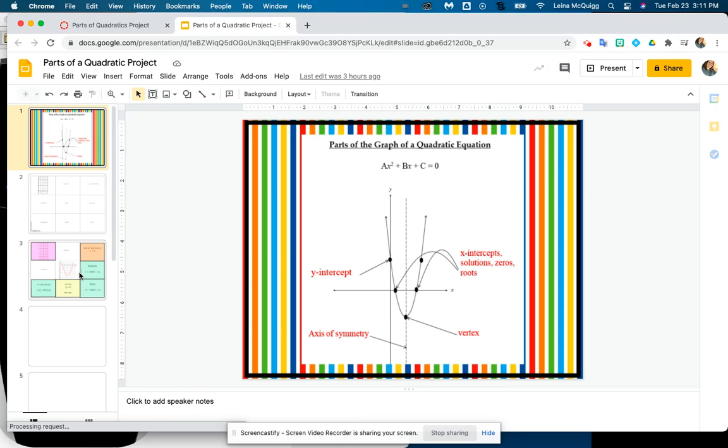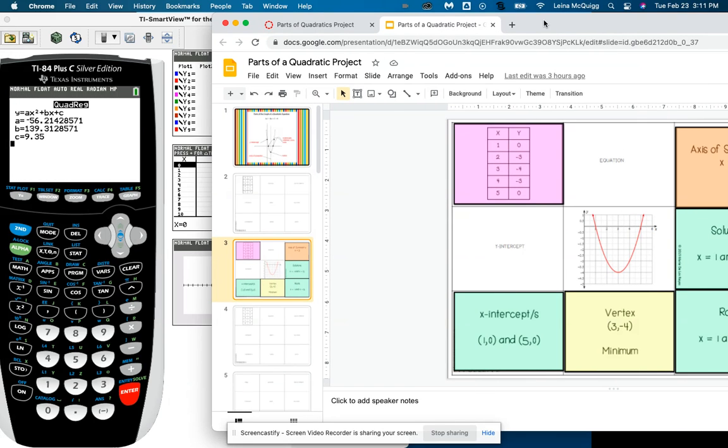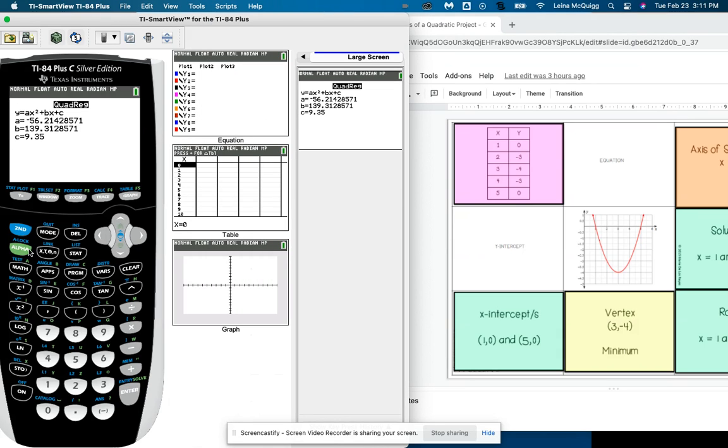Okay, so back on this problem from yesterday. I kind of left you hanging. So we have this table and we need to find the equation and the y-intercept. So now we know how to find an equation based on our table. So I can take my table and I can put it in here. So I'm going to do second plus 7, 1, 2 to clear out my calculator.